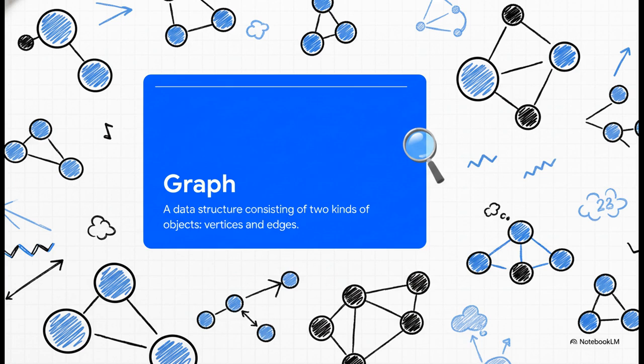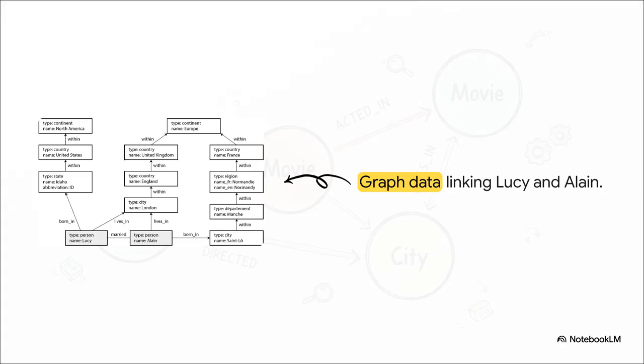Rather than building dozens of tables with varying schemas to artificially fake these connections, you're modeling your entire domain using exactly what exists in the real world, things and the connections between those things. To really anchor this concept, let's look at a slice of life for 2 people, Lucy and Alain. As you can see, Lucy is from Idaho and Alain is from St. Louis in France. They're both represented as distinct person vertices. But look right between them. There's a direct edge labeled married.